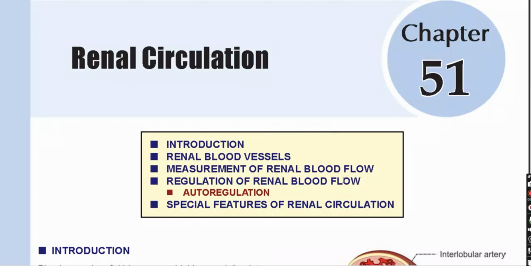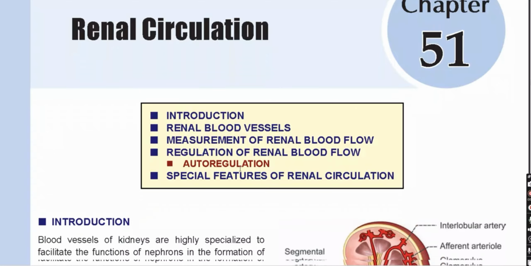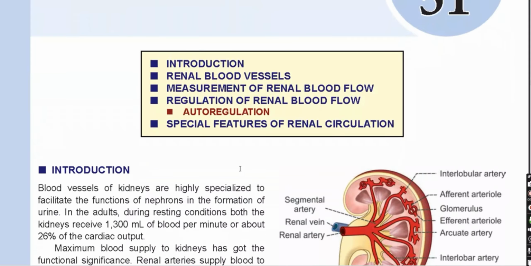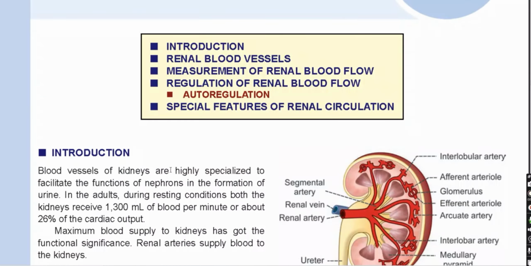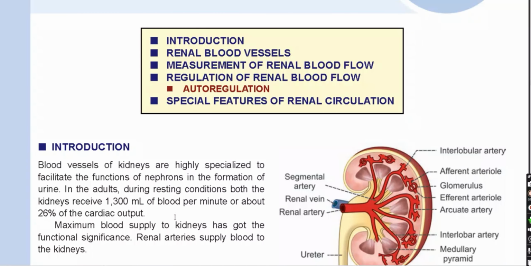Now let's understand the renal circulation process. Actually, the blood vessels of the kidney are highly specialized to facilitate the functions of nephrons in the formation of urine. In adults, during resting conditions, both kidneys receive 20% to 25% of the cardiac output, that is 1,300 ml of blood per minute. So the maximum blood supply to the kidney has functional significance.